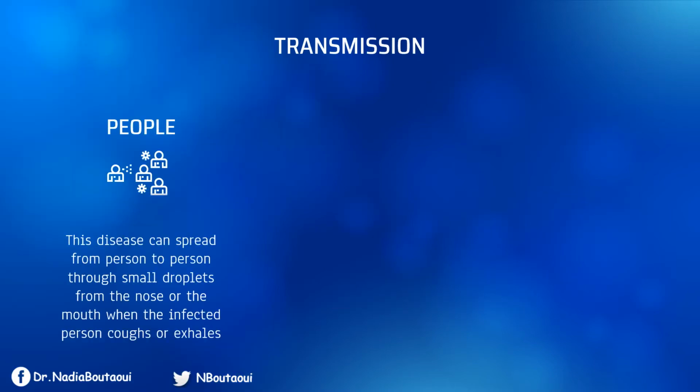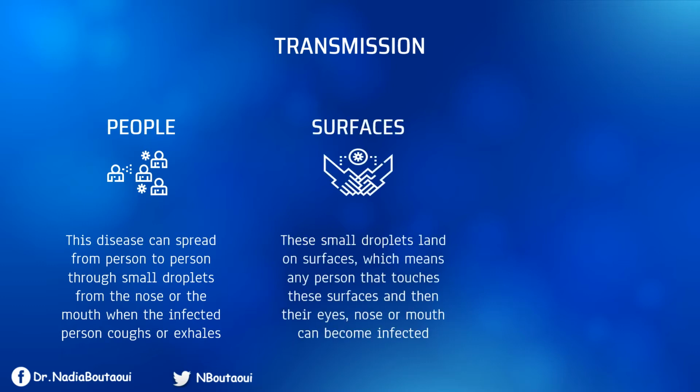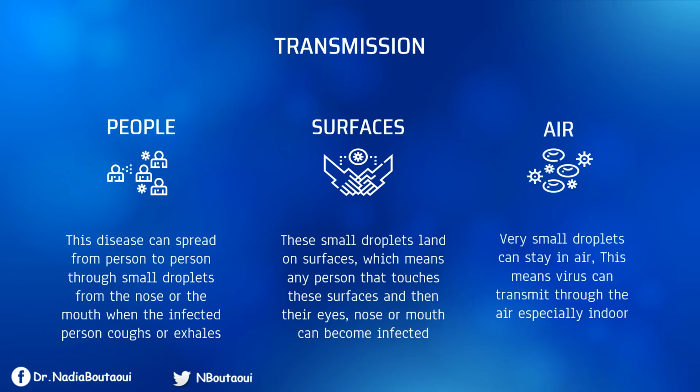The disease can be transmitted from person to person if a person who's sick coughs, and these droplets can get into another person. It can also fall on surfaces, and when somebody else touches those surfaces, then touches their eyes, nose, or mouth, they can become infected. These droplets, the very small ones, can stay in the air. This means the virus can be transmitted through the air, especially indoors. That's why masking up is very important.